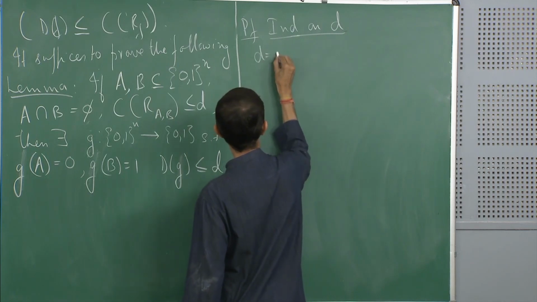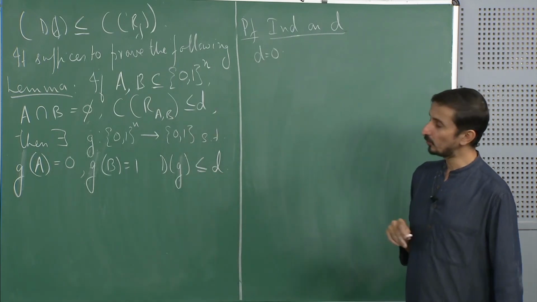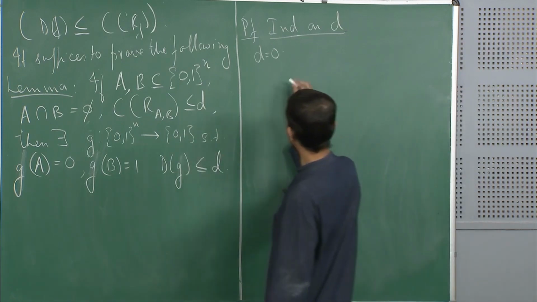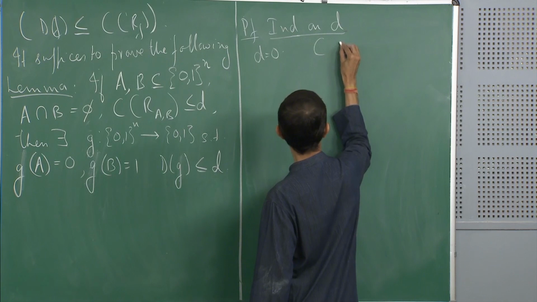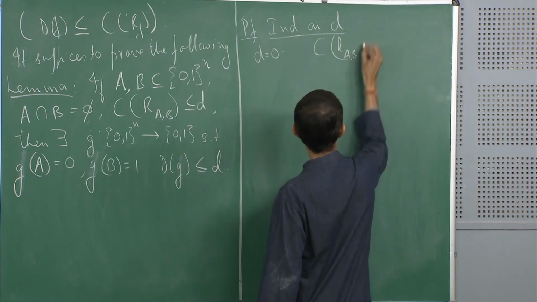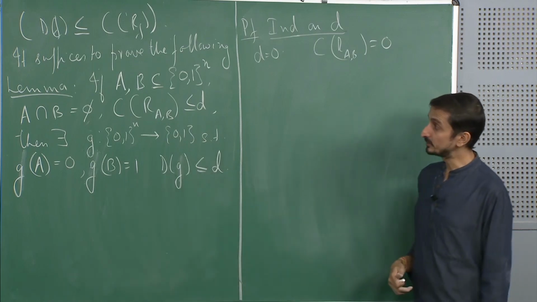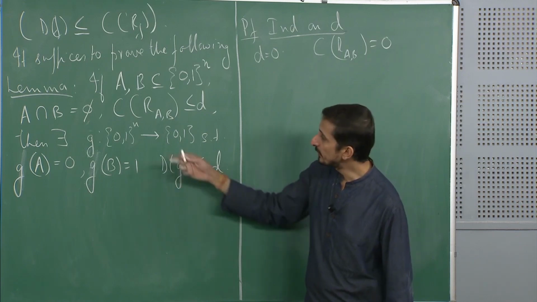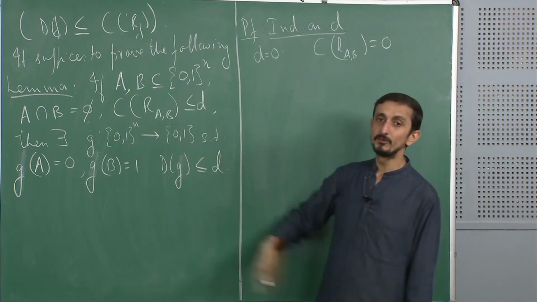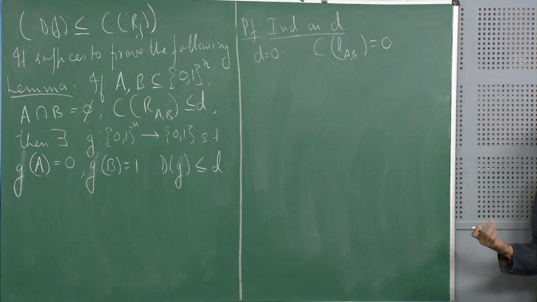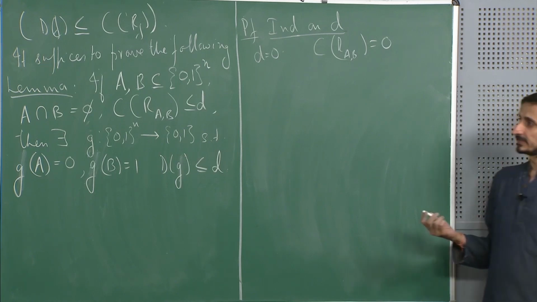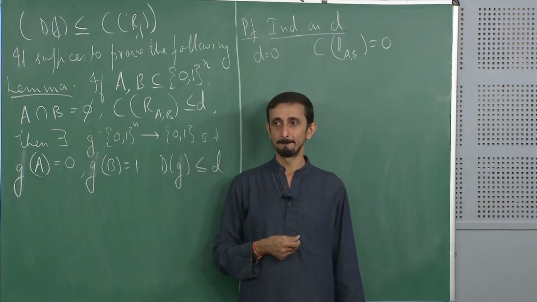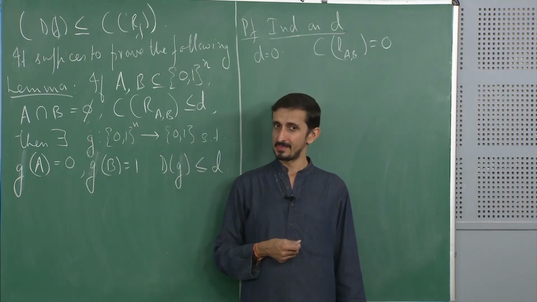So we start with d equal to 0. If d is equal to 0, what does it say? Then what we have is that C R A B equals 0, which means that Alice and Bob can compute the relation RAB without communicating any bit. What does that say about A and B? They cannot be the same, so they are disjoint. For any pair in A cross B, they differ.